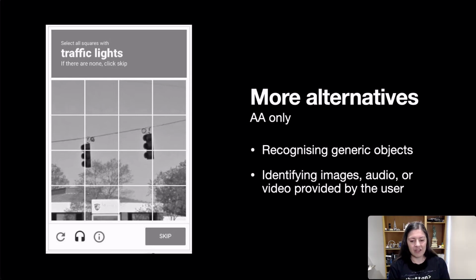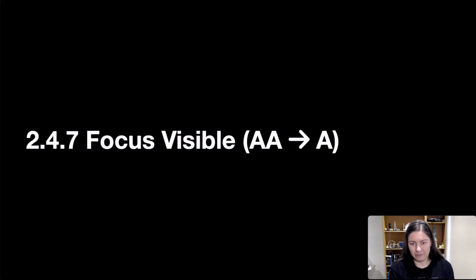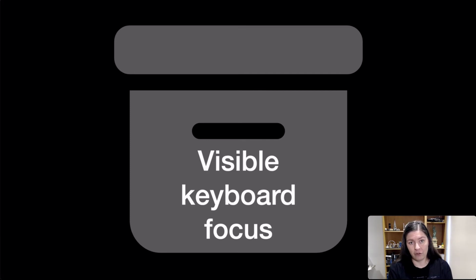So interesting. Now we're on the home straight, and the home straight starts with a reclassification. 2.4.7 Focus Visible joined WCAG in 2.0 back in 2008. The wording has not changed. All they're doing is reclassifying it from a AA down to a level A. And I'm not going to rehash what focus visible means. It's basically what it says on the box, which is visible keyboard focus.